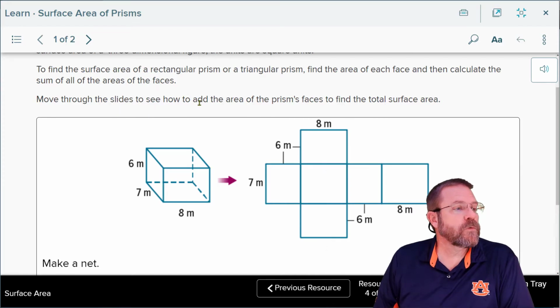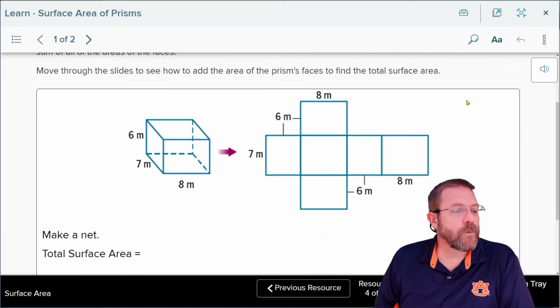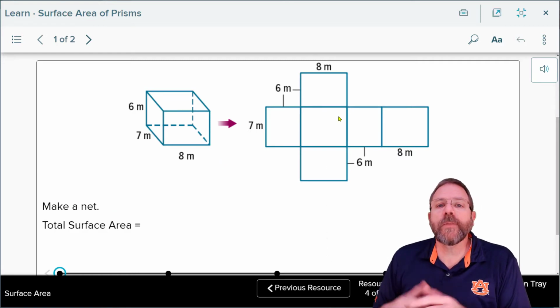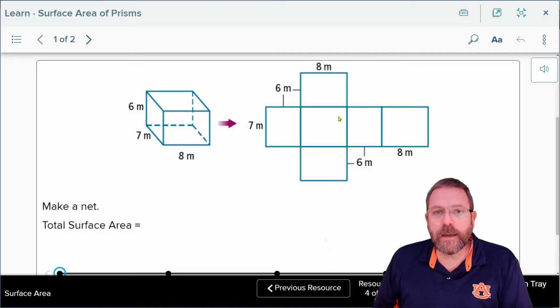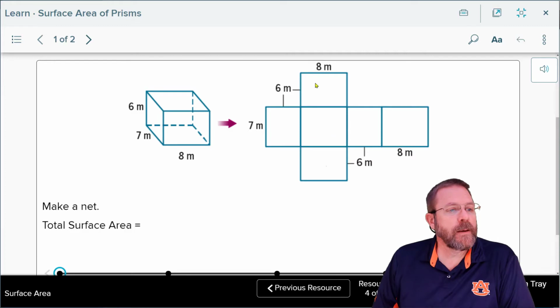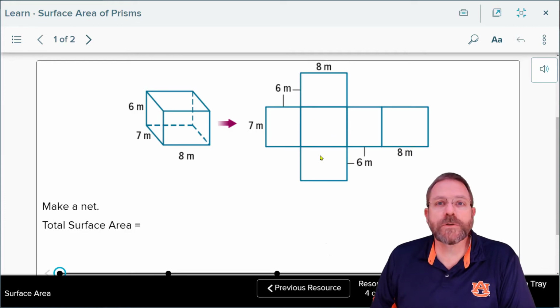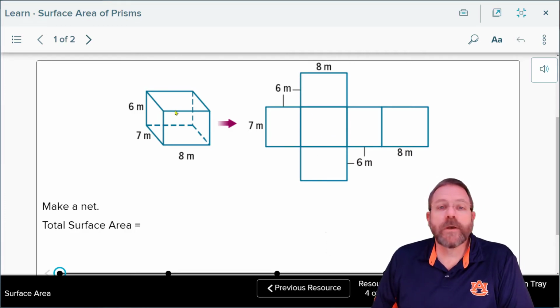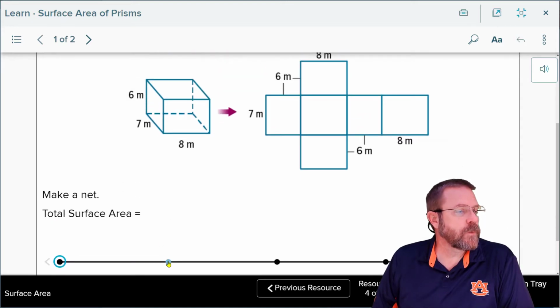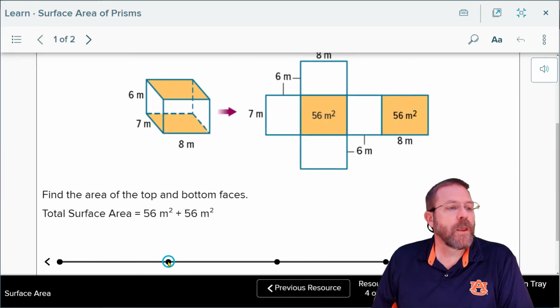It says move through the slides to see how you can add the area of the prism's faces to find the total. Now this little drawing over here, this is what we call a net, and your instruction says to make a net. A net is where you have folded that box out flat, laid it out completely flat, cut along all the seams of it, and then ended up getting this nice flat 2-dimensional representation of this 3-dimensional box.